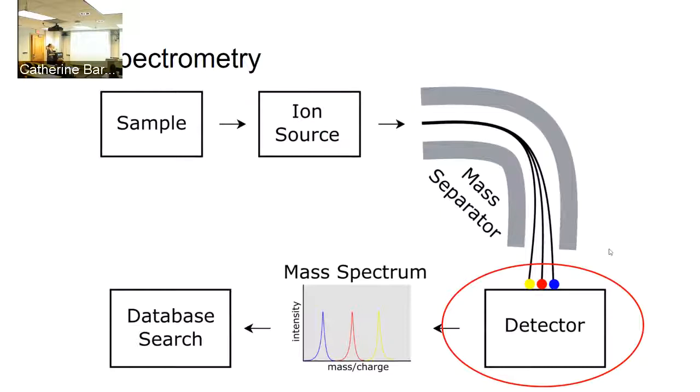Then you can take that information and compare the fragmentation patterns from your results to a database of known fragmentation patterns, and you can identify what proteins your peptides came from. That's the gist of mass spec.